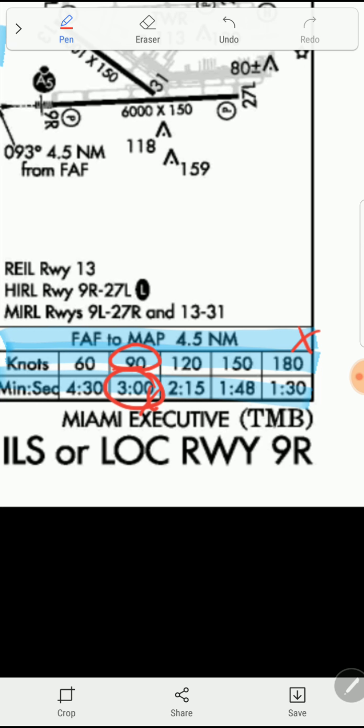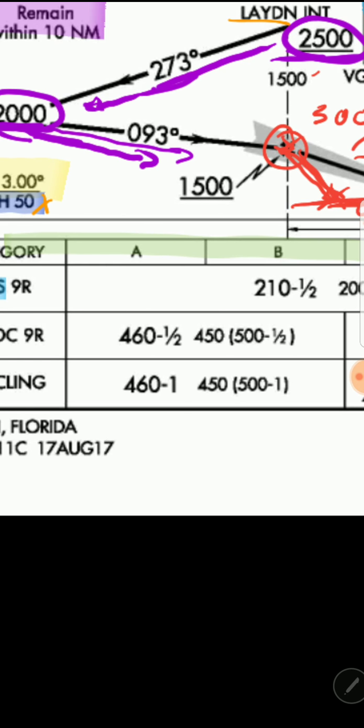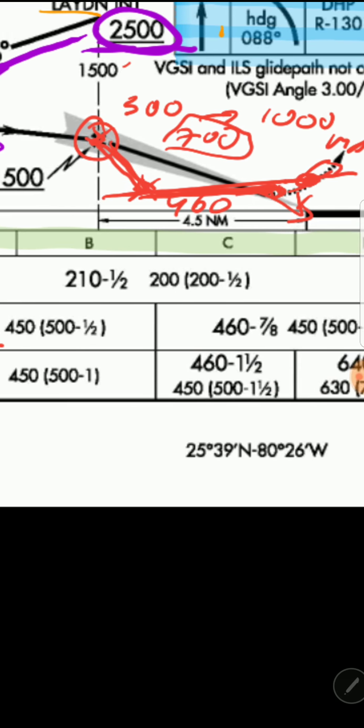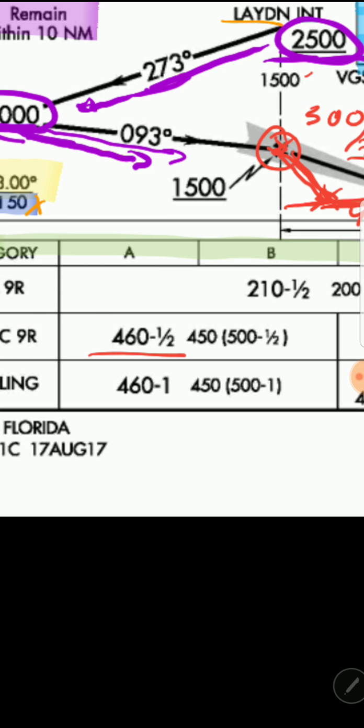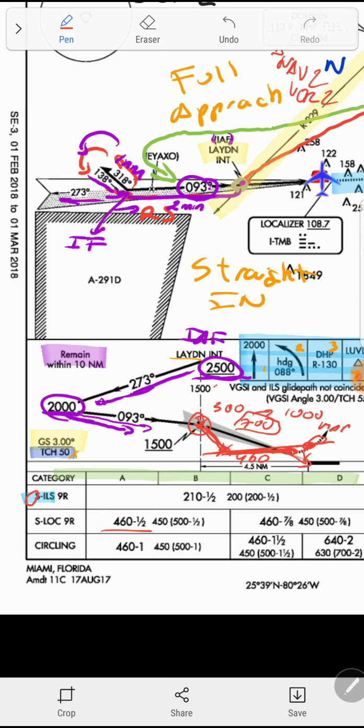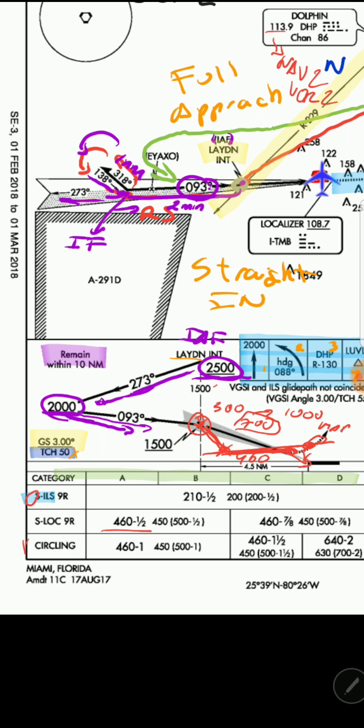And at 460 feet, you're not allowed to go down if you don't see any of the lights. If you don't see anything, you keep to 460 feet, and if you reach 3 minutes with nothing in sight, you just go missed. Don't think twice. It's unsafe. Okay?